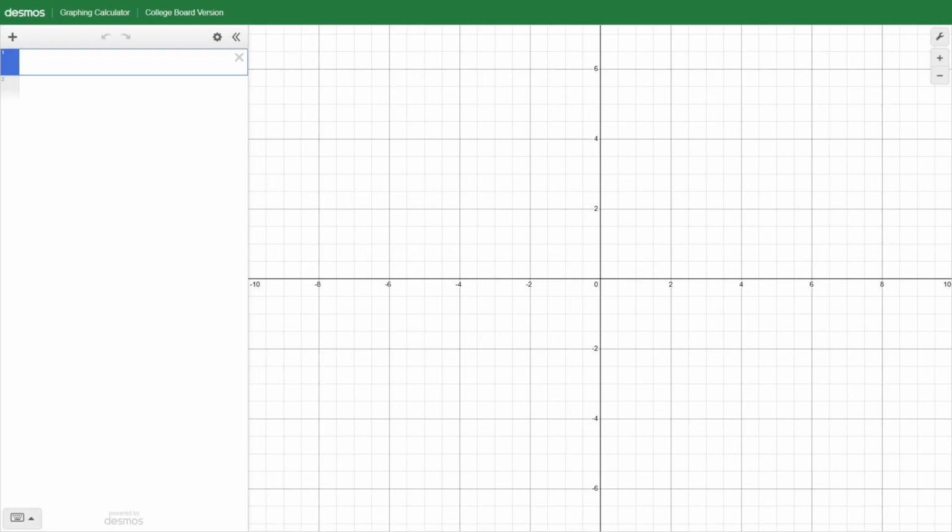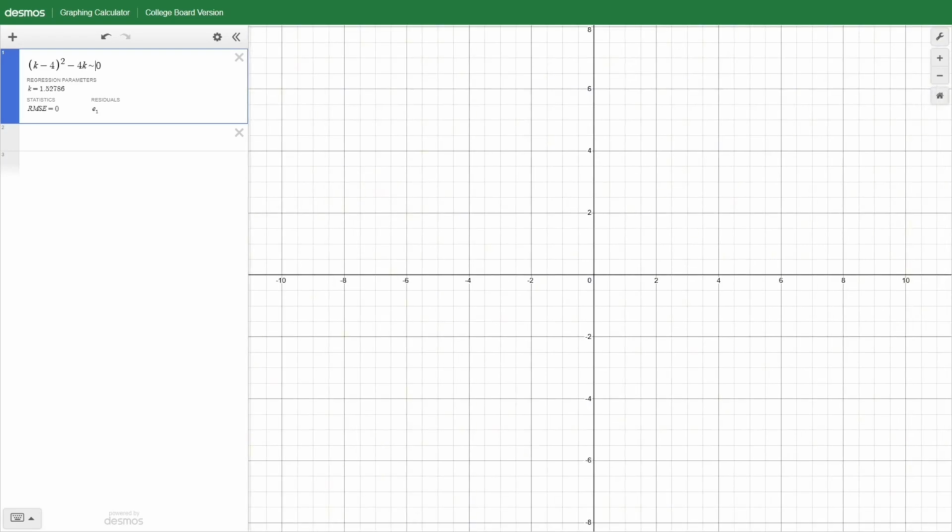All right, so now we're on the College Board version of the Desmos graphing calculator so that we can finish up this question. Remember that the equation we were dealing with was k minus 4 squared minus 4 times k, and that was equal to 0. So what we're actually going to do here, this is a pretty cool Desmos trick. Instead of using regression here, I know a lot of students would like to use regression here, and there probably is a way that you can do that.